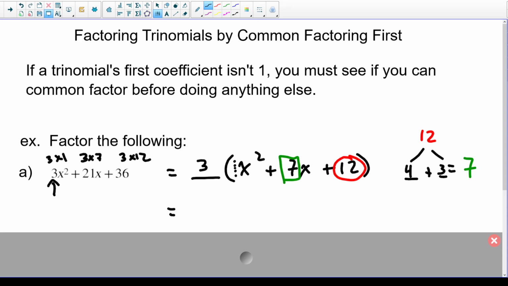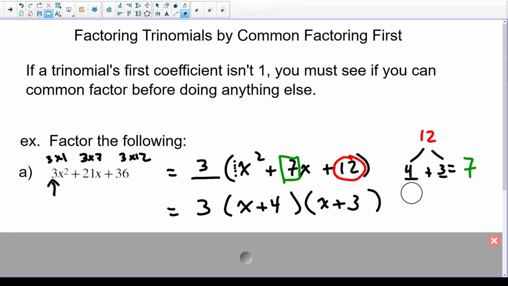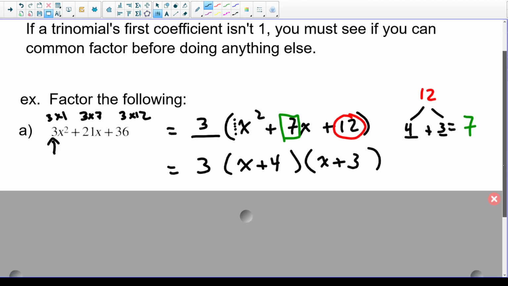So watch what happens here. The 3 just tags along for the ride, but our trinomial now breaks down into the 2 brackets that we're used to seeing. We will write x plus 4 and x plus 3 in those 2 brackets. Those 2 numbers came from these 2 numbers right here. So that's what the tree is useful for.